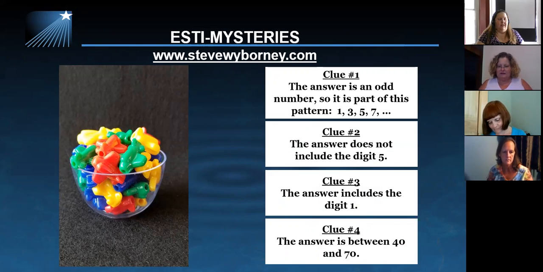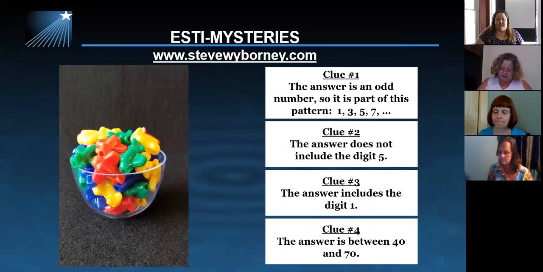And with an Esti-mystery, I would always make sure that you check the Esti-mysteries and you check through those clues and make sure that your students would understand what those clues mean. If you haven't talked about odd numbers or even numbers, they may not get clue number 1. So it's something you want to make sure that you do understand the vocabulary that's offered in the clues.